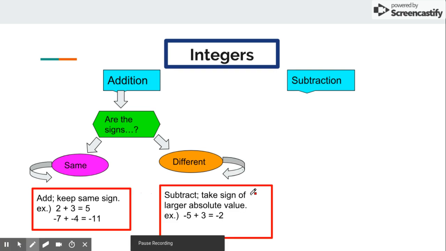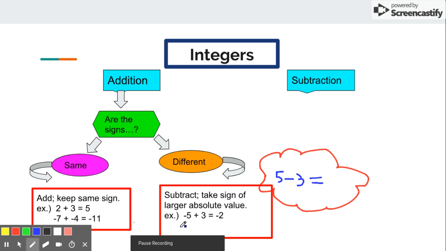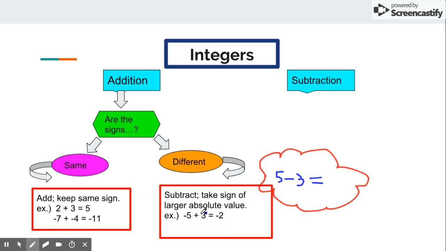Now, to subtract, when they are different signs, we're actually going to subtract the two numbers, even though it's an addition problem, because different signs means we're going different directions on the number line. So we're going to subtract the numbers and take the sign of the larger absolute value. So what you'll be thinking is, and here's my little thought bubble, what is 5 minus 3? Ignoring that that's a negative 5 and that's a positive 3, just thinking of it as 5 minus 3. Well, I know 5 minus 3 is 2.